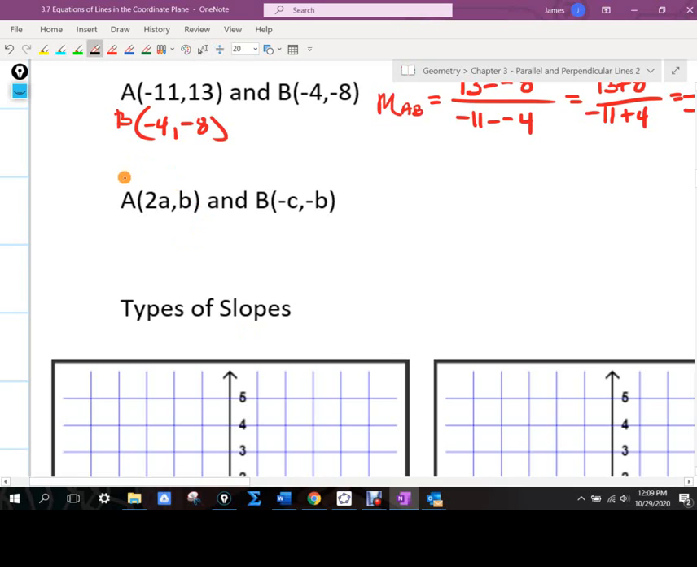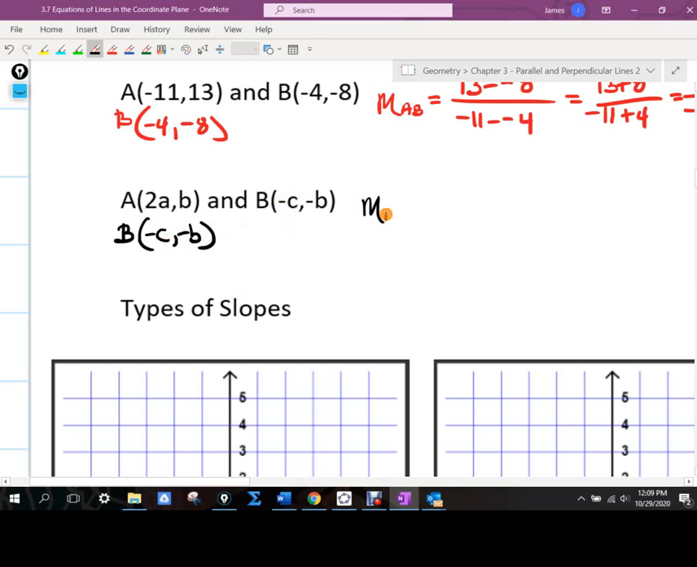So, for instance, if I give you the point that A is 2A comma B, and point B is at negative C comma negative B, well, you can't count those distances because you don't know what they are, right? Where A, B, and C stand in for values, they're X's and Y's, I just don't know what they are. So here we have to use a formula, okay? So I'm going to rewrite B as negative C comma negative B here.